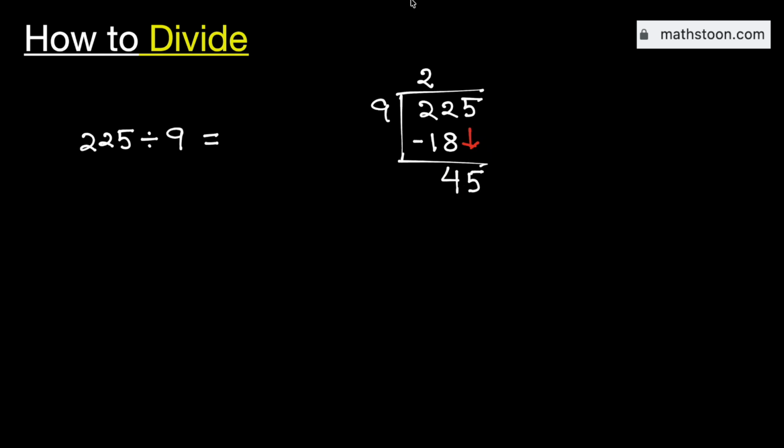And we know that 9 times 5 is equal to 45. Subtract, we get a 0. As we have got the number 0 and we have no number to bring down here, so we will stop. Therefore, 225 divided by 9 is equal to 25. And this is our final answer.